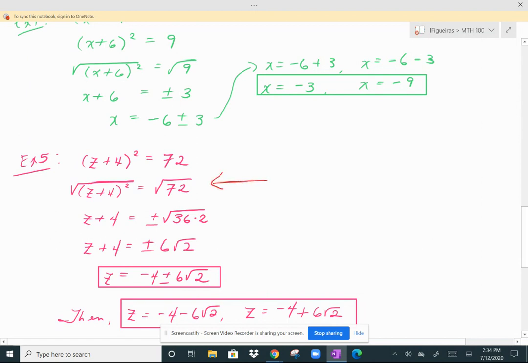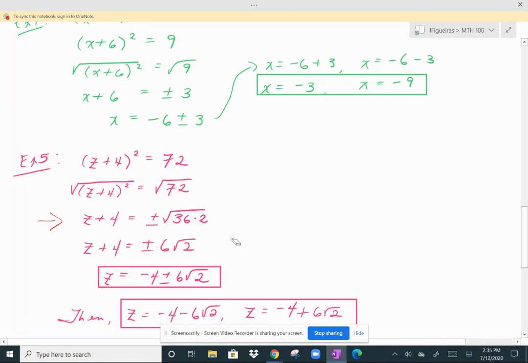So I take the square root of both sides. On the left side, that just becomes z plus 4. On the right side, I have to simplify the 72, because 72 can get rewritten as 36 times 2. And we like 36 and 2 because 36 is a perfect square. So on this line, I took the square root of 36. That's 6. That comes out. Don't forget, put a plus or minus in front. So the square root of 72 is plus or minus 6 root 2.